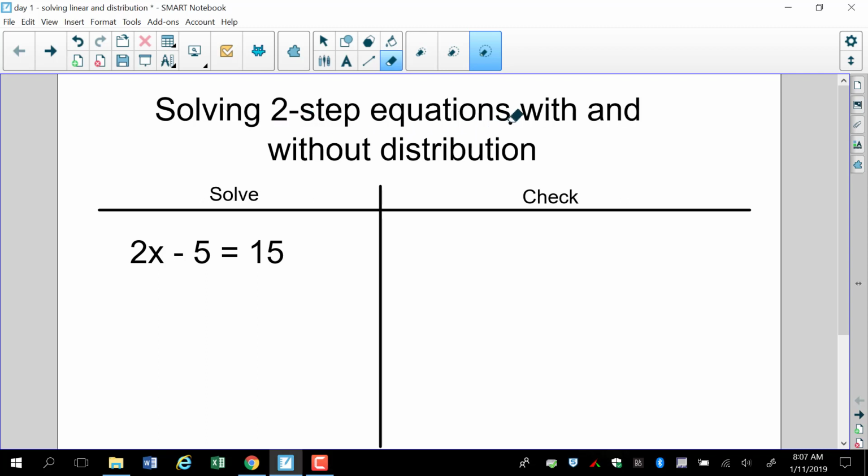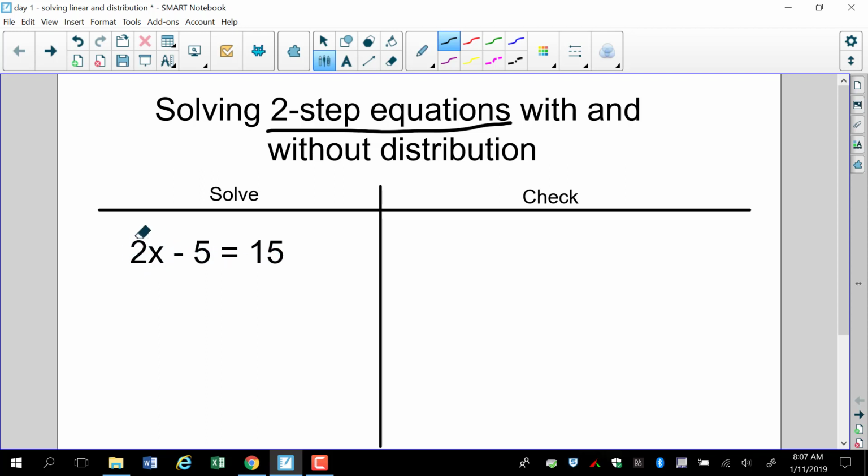You just look up two-step equations online with and without distribution, find a worksheet. If you need more practice, go for it, because this will be a big part of the course. And if you don't know how to solve these equations, it's going to be very difficult to get through the next couple chapters. So the first thing I want to make sure that you understand when you're solving these is what we're trying to solve for is, in this case, what number, when we multiply it by 2 and take away 5, can give us 15.